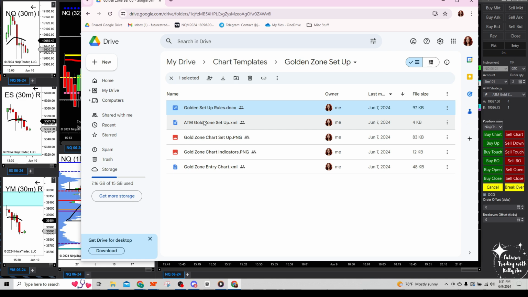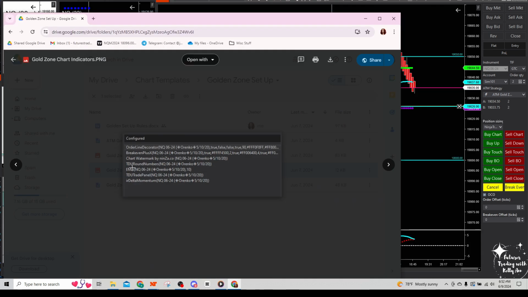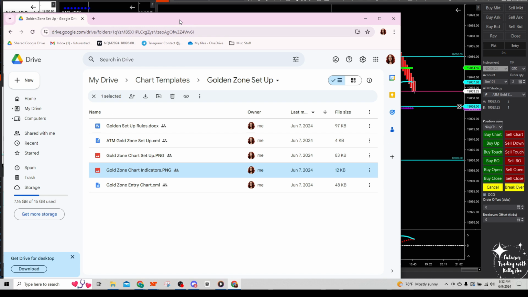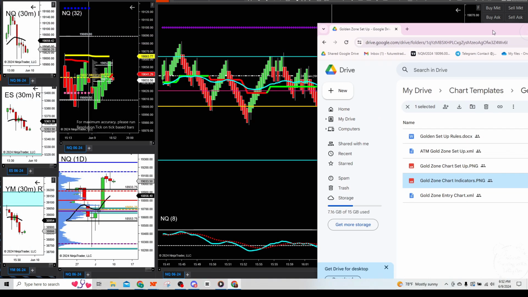I've got the ATM template for you here. Now I'm using paid indicators, guys. I have the TDU indicator that is plotting these lines for me. If you don't, I obviously have the trade panel. You don't need to have all these indicators. You can do it without it.